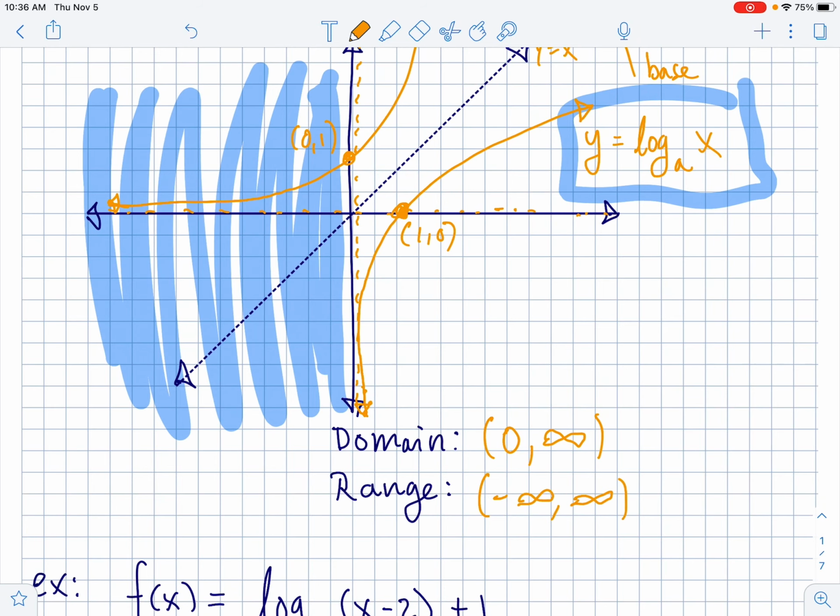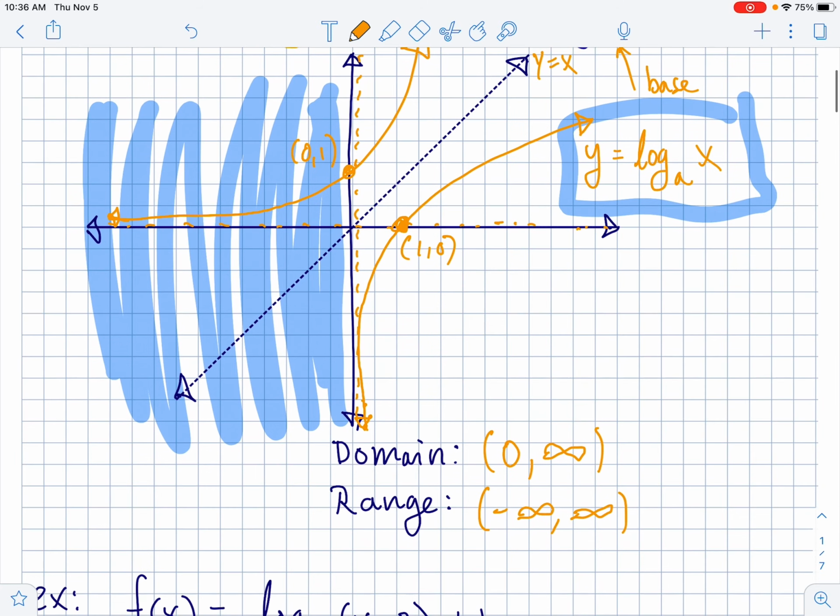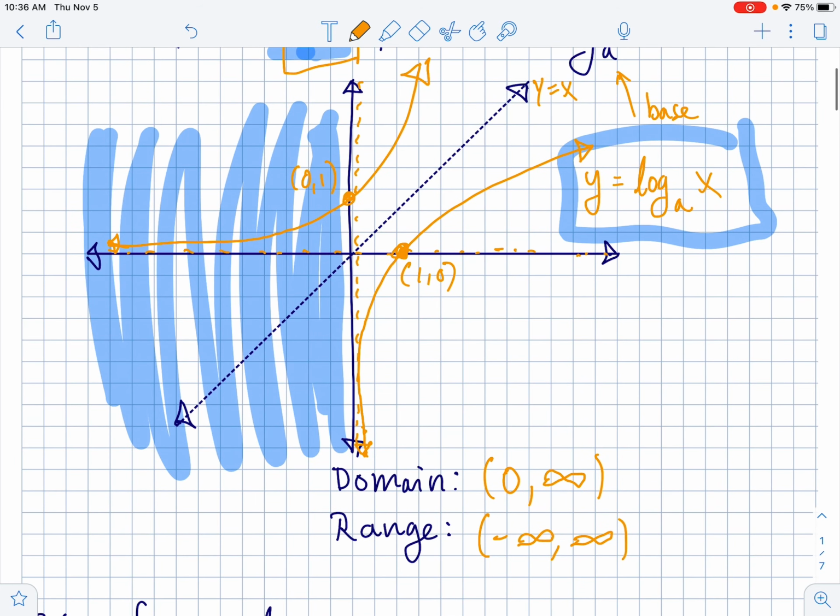Please notice that this is a switcheroo of the domain and range of Superman. Superman's domain is negative infinity to positive infinity, but the range is limited from 0 up to positive infinity. Remember that with inverses, everything switches, including the domain and range.